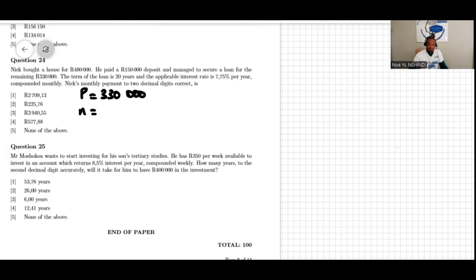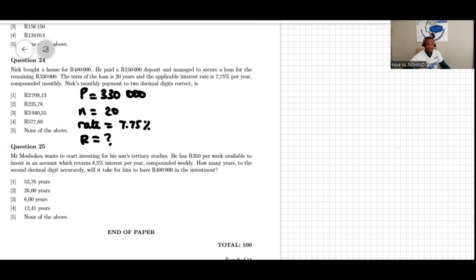Now the question says that the term of the loan is 20 years, so n is equal to 20, and then it is said that the applicable interest rate is 7.75% per year, compounded monthly. Nick's monthly payments to 2 decimal digits, R, is what we're looking for.